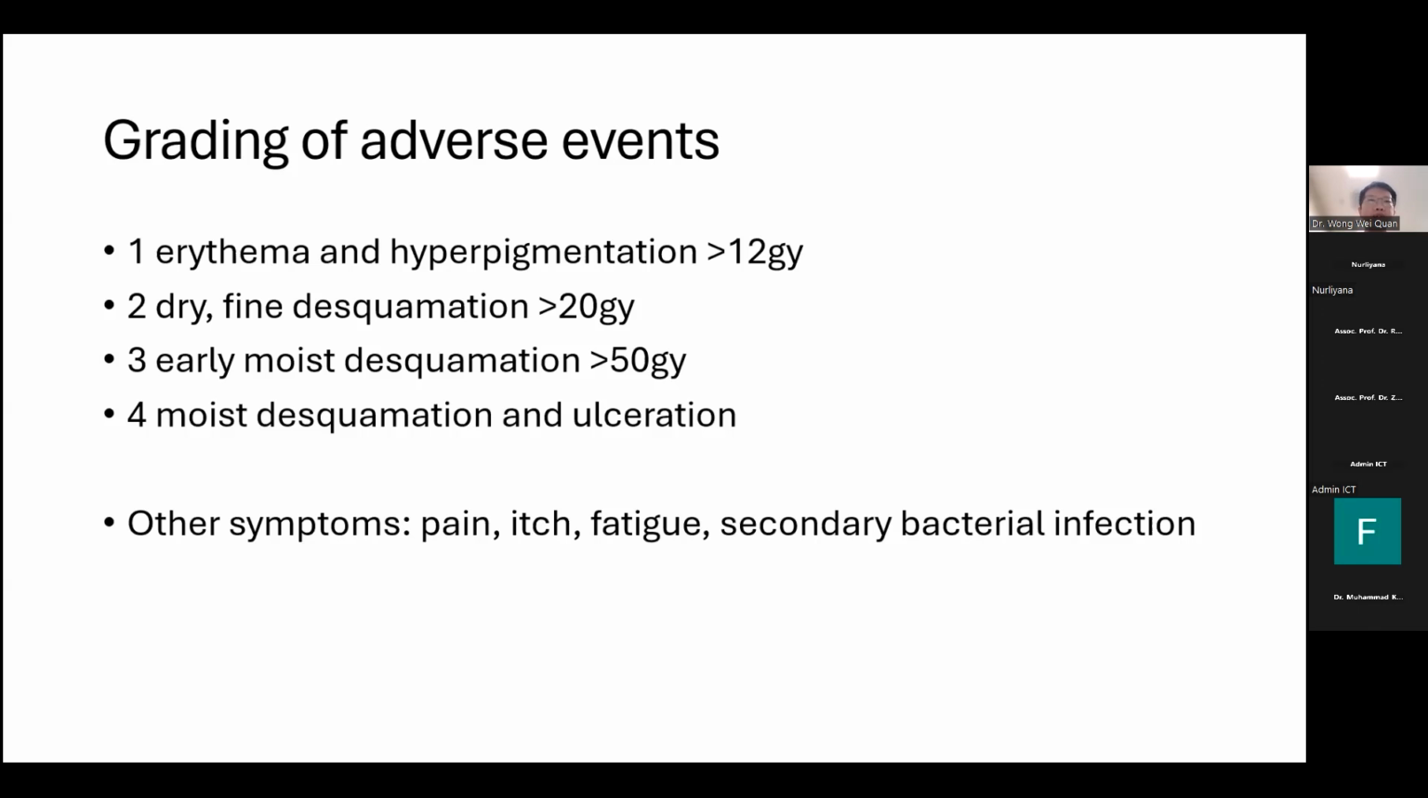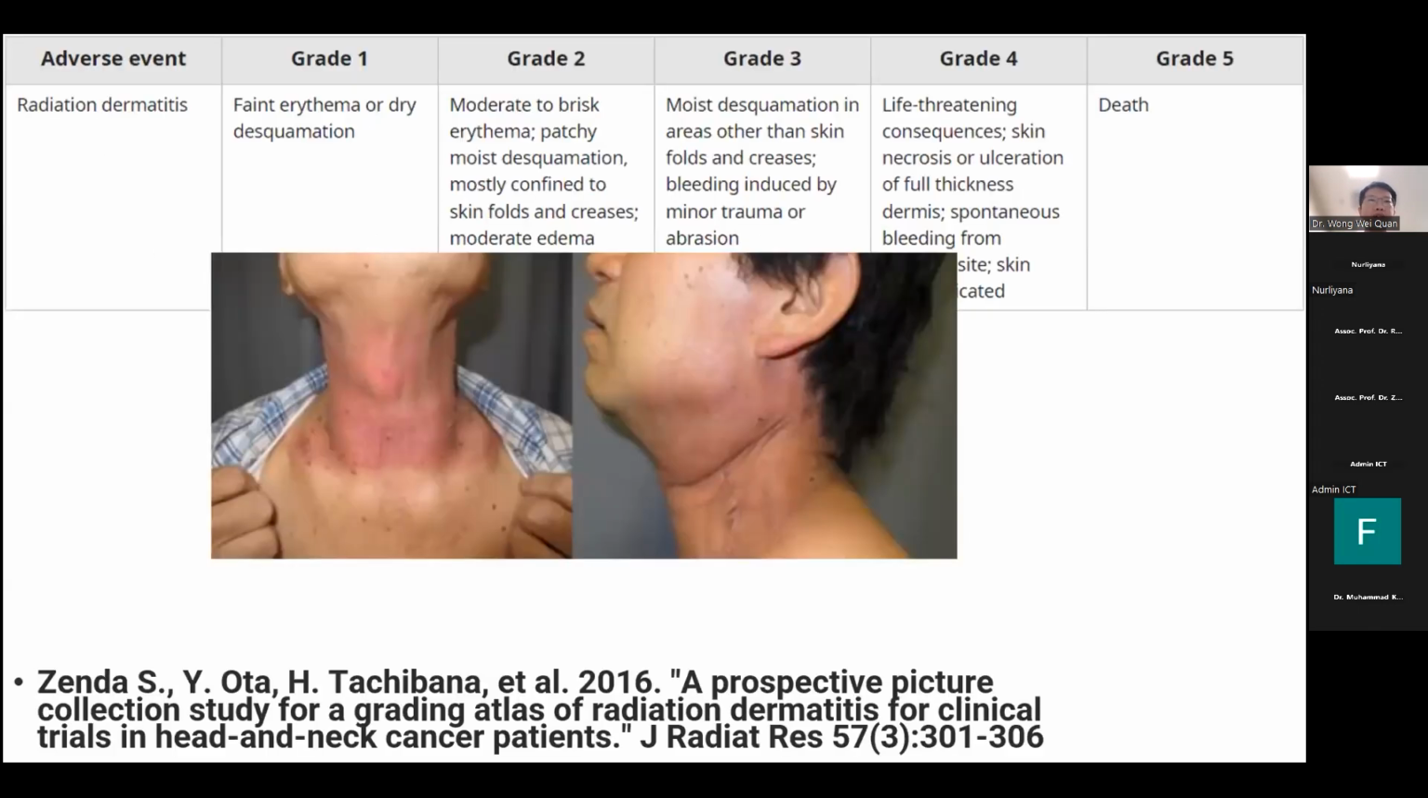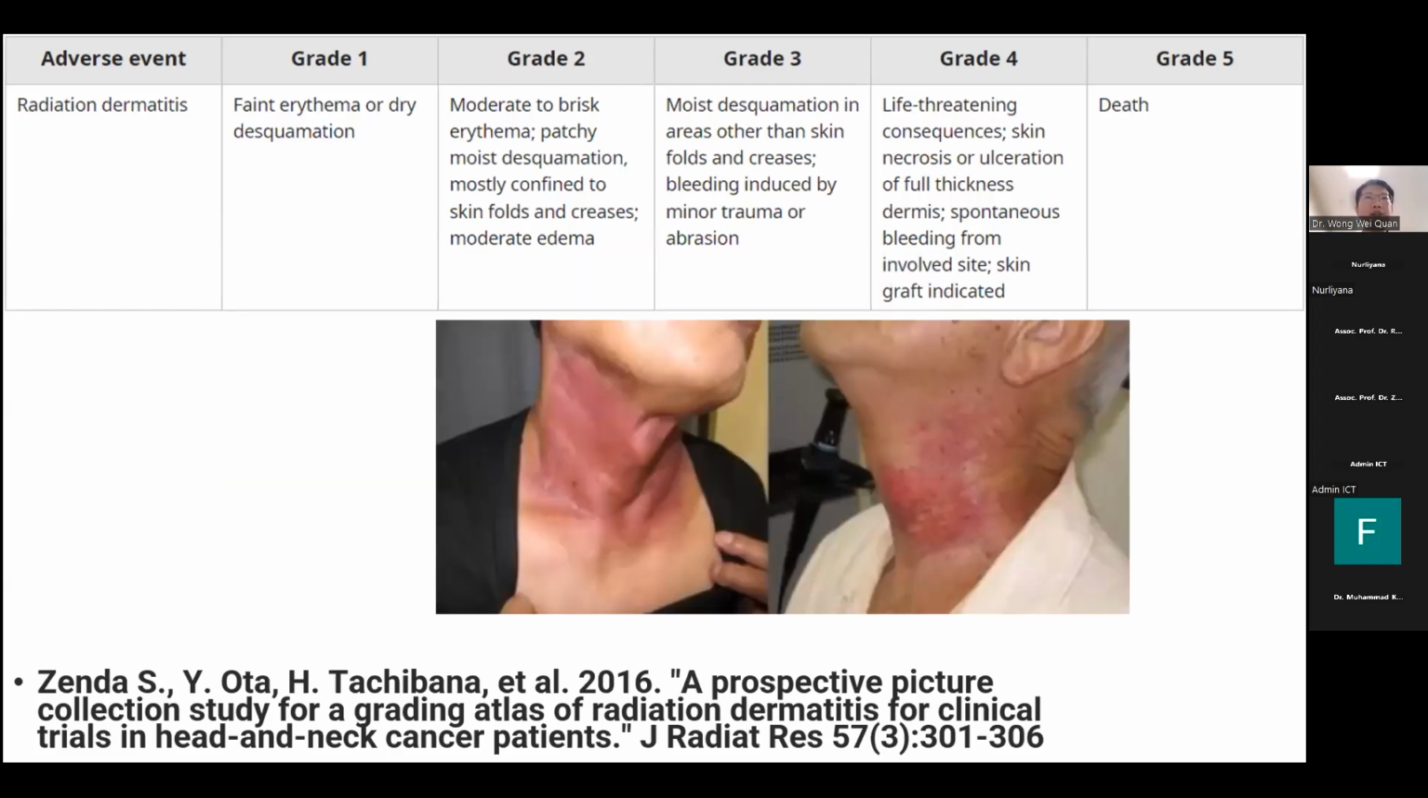So here I have a picture of a grade 1 radiation dermatitis. You can see that the skin is pinkish, faintly red. That's grade 1. So here we have a picture of grade 2. You can see it's more angry looking. The normal shiny surface of the skin has disappeared. It appears dry. There's a flaking of the skin.